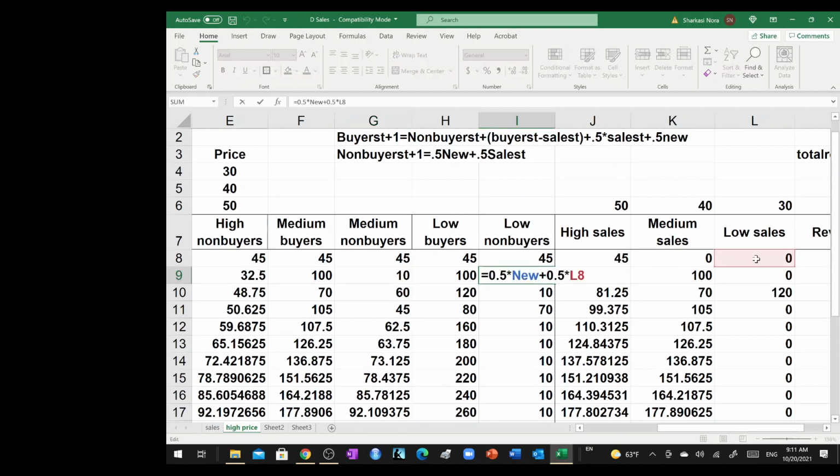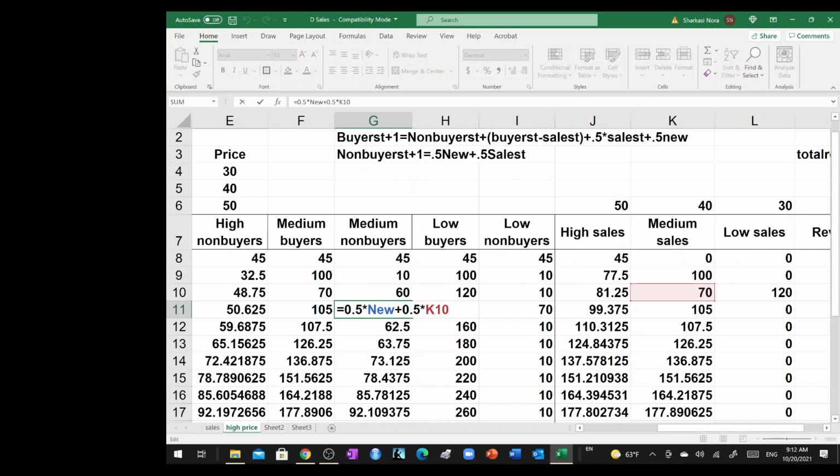So over here, we didn't have any buyers here. So over here, it's good because we have some people who bought. So 50% of them, which is 60 people, will be in the non-buyers, and 10 people of the 20 new will be with the non-buyers.